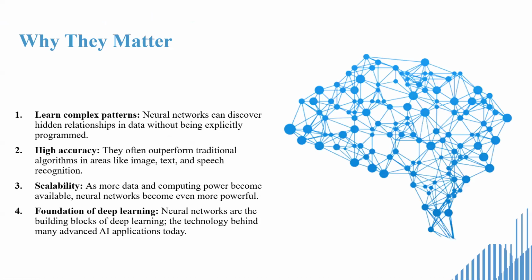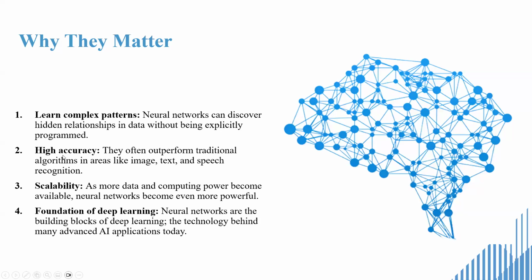So why do they matter? The first one is learning complex patterns. Neural networks can discover hidden relationships in data without being explicitly programmed. Now, what does a hidden relationship mean? We can go to the next slide and see what it really means. Because you don't know some patterns, but it will learn by itself. The computer will learn, and you don't need to explicitly tell the computer that these are my hidden or secret layers that you should touch or not. They will find out and they will try to manipulate those data.